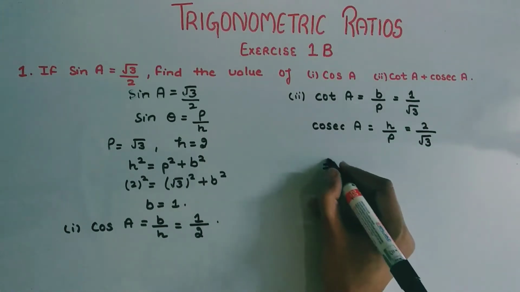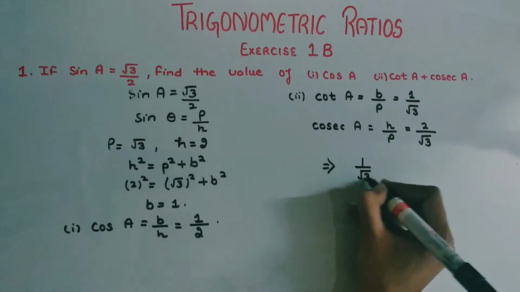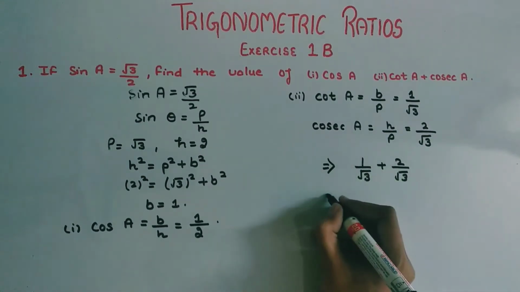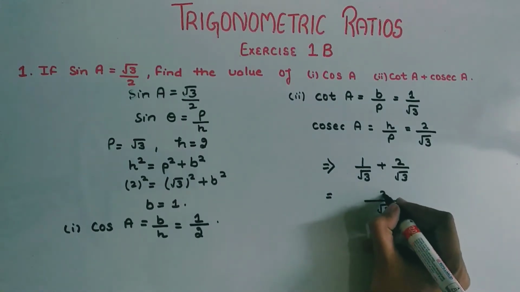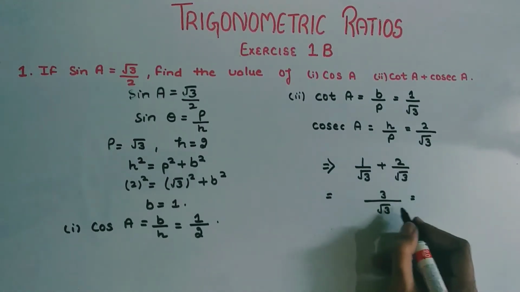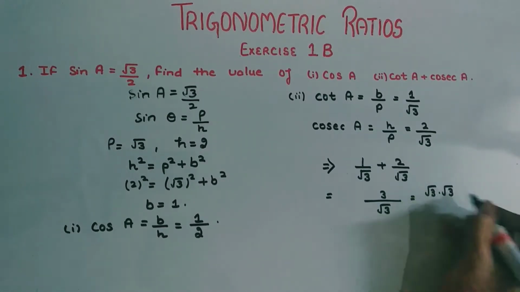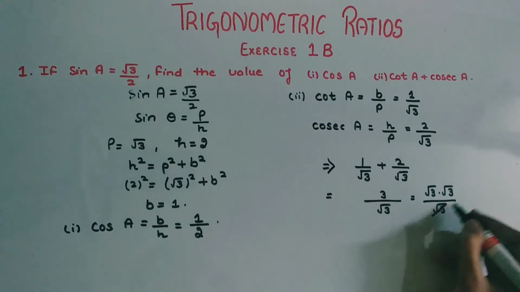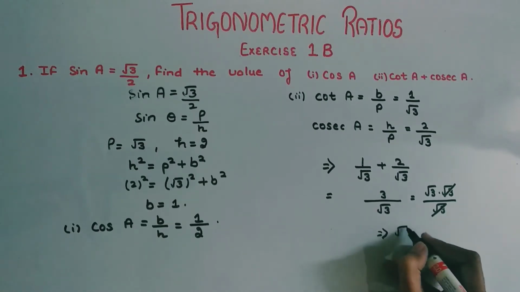Now we need to add cot A plus cosecant A, that is 1 divided by under root 3 plus 2 divided by under root 3. We have LCM as under root 3, 2 plus 1, that is 3. 3 can also be written as under root 3 multiplied by under root 3, and in divide we have under root 3. These are simplified, hence we have answer, that is root 3.